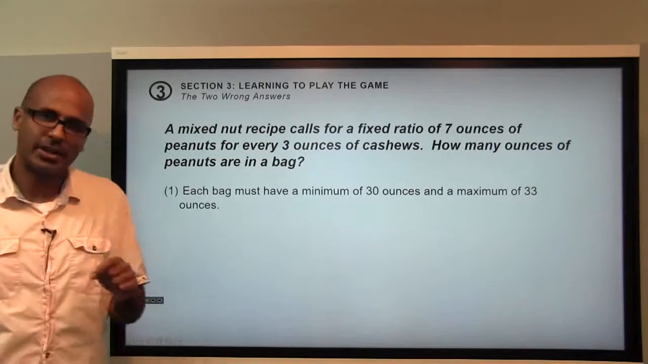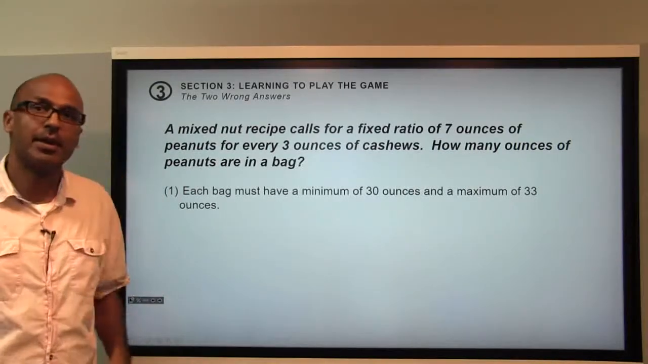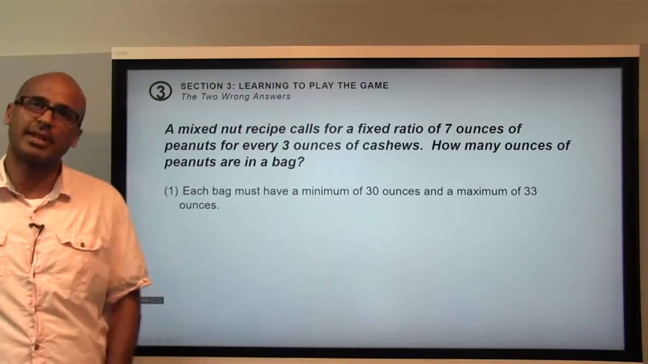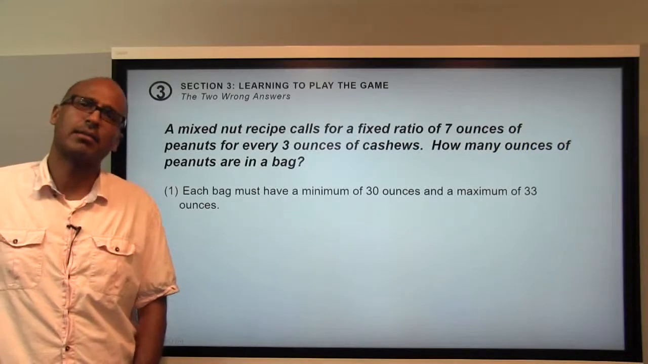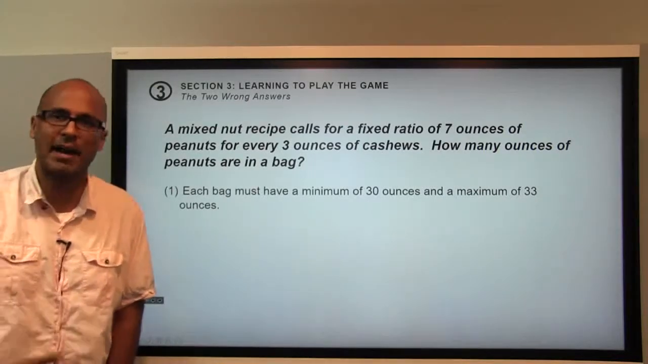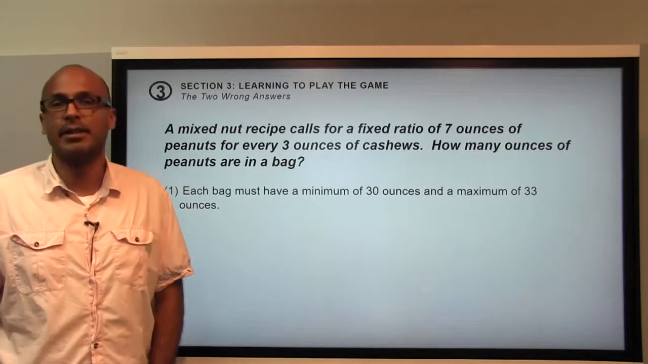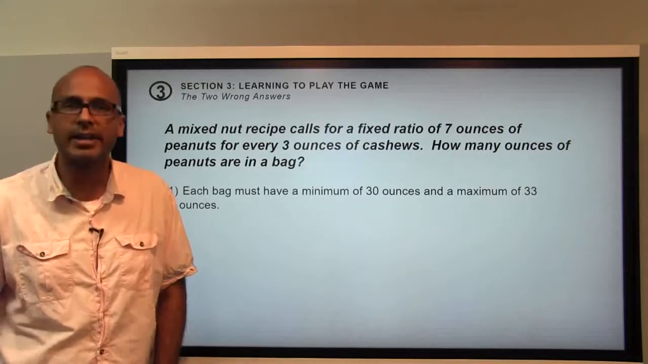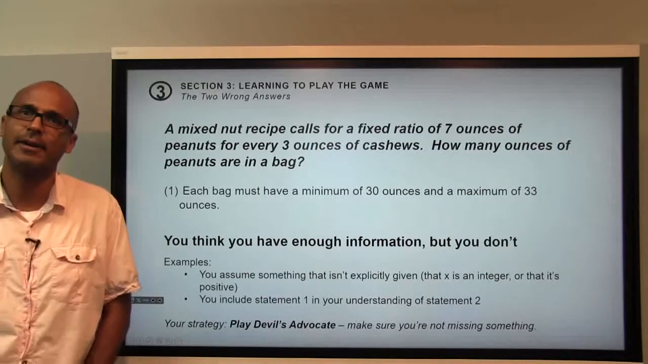I want to now take a look at this second example. Very similar fact pattern. It says a mixed nut recipe calls for a fixed ratio of 7 ounces of peanuts for every 3 ounces of cashews. How many ounces of peanuts are in a bag? Each bag must have a minimum of 30 ounces and a maximum of 33 ounces. So similar fact pattern. So easy then to say, oh, you know what? Clearly, I have enough info. Because 7 and 3, 10, you ain't going to fool me second time on this. Multiple of 10, 30, boom, super sufficient, final answer.